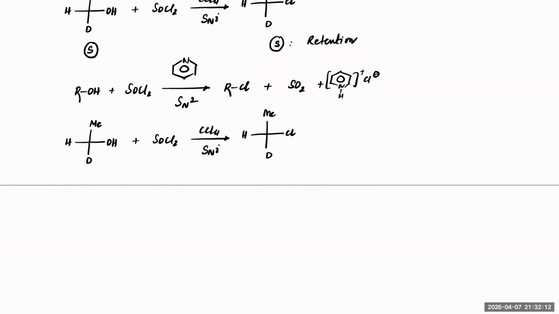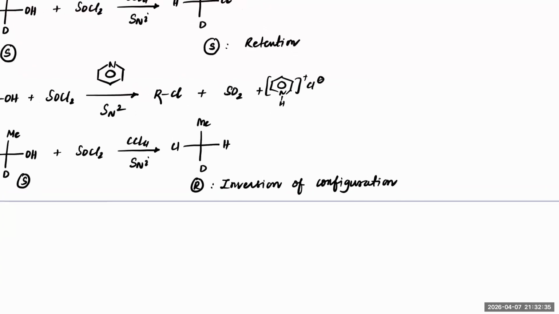Now here, in this case, the configuration will get inverted. So we will get chlorine here and H here. If this is S configured, this will become R configured, and this is an inversion of configuration. So by making this into an SN2 mechanism, this is called Darzens' reaction.